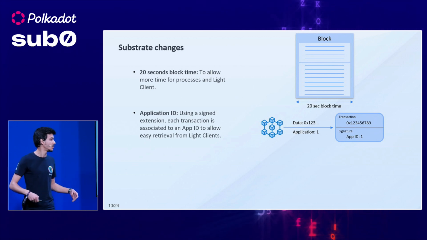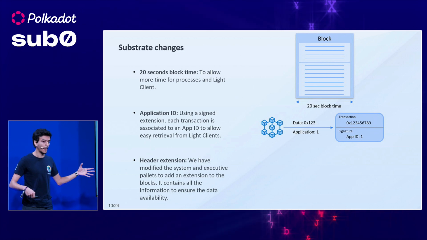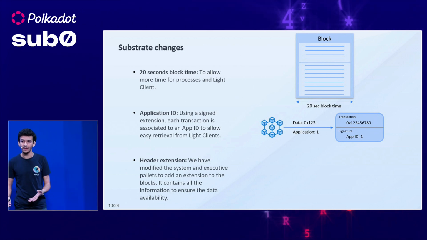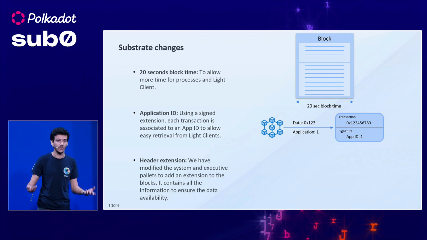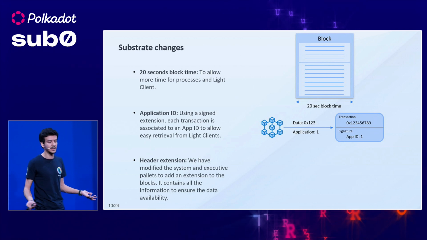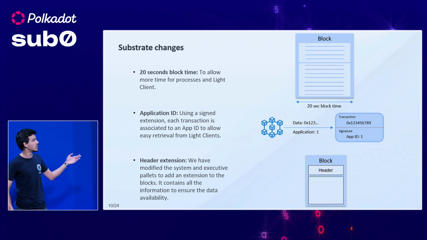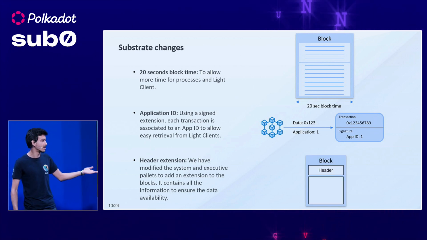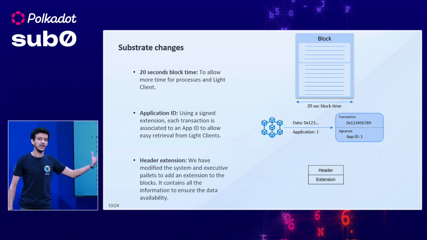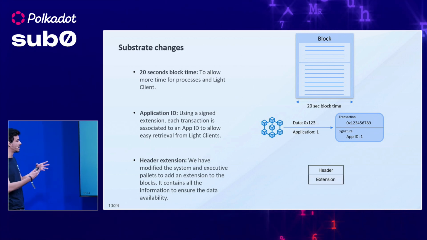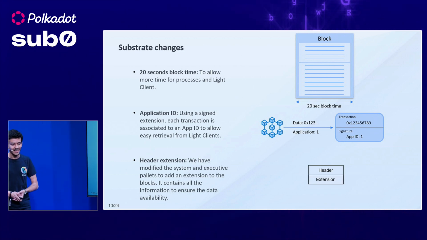And to finish, we'll see how we have modified our headers. I said a little bit before that our header contains all the information to do data availability sampling, for example. So let's take a regular block. We can just take the header and append an extension to it. We'll see a little bit more detail in literally the next slide.